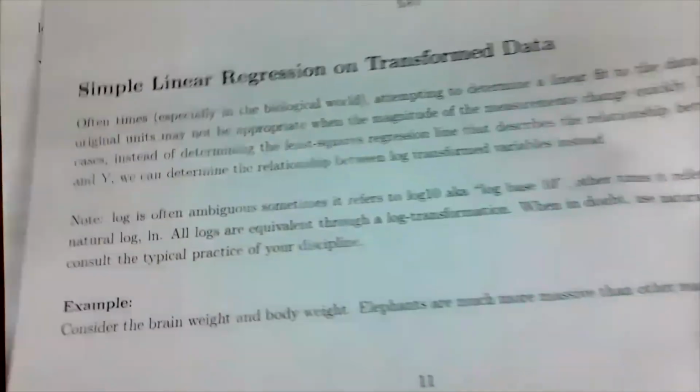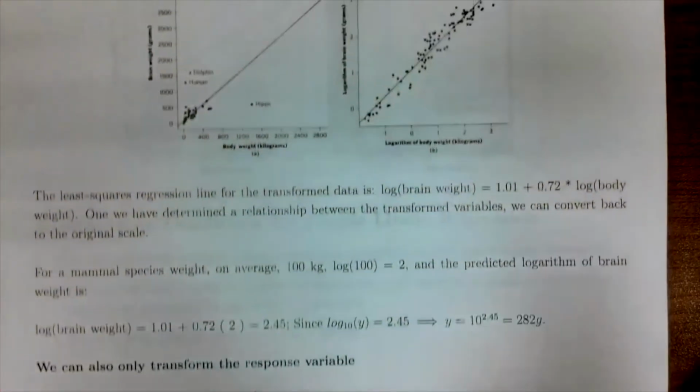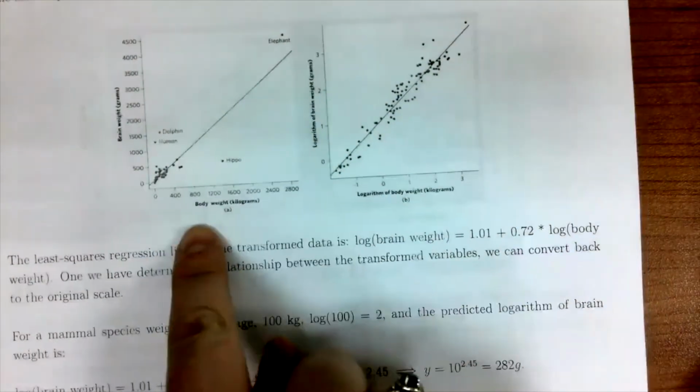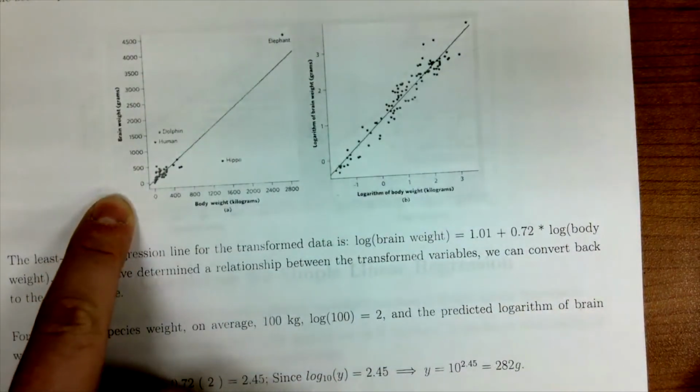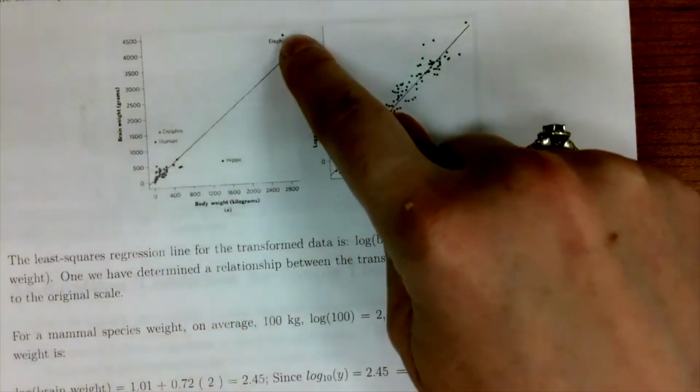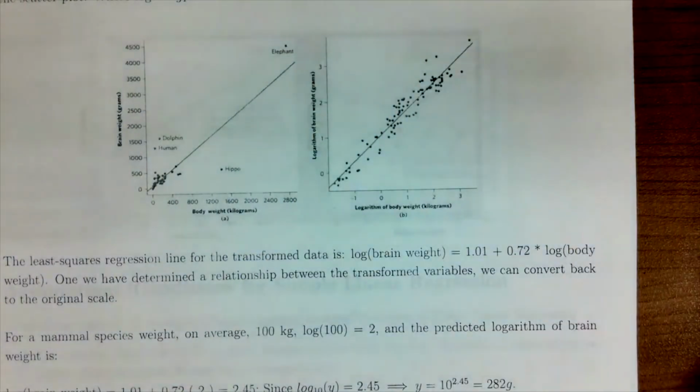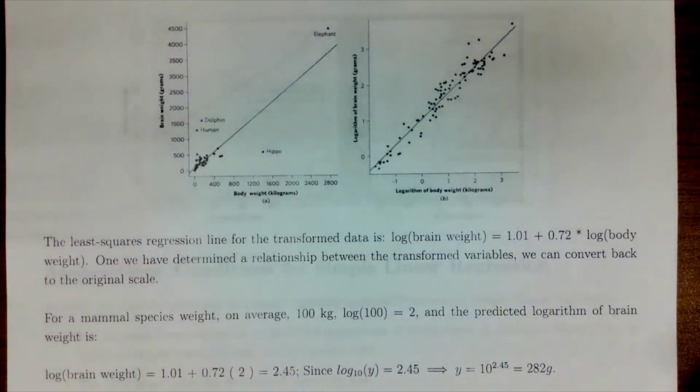Typically in biology, this is one of my favorite examples. We're looking at weight of the body and weight of the brain, and we have some outliers with elephants and hippos and dolphins and humans. What you can do is apply a log transform. Typically, when I say log transform, it's known to be the natural log. I would definitely go through your literature and make sure that it's not log base 10 or something weird. In this class, if I ever say log, always assume natural log.